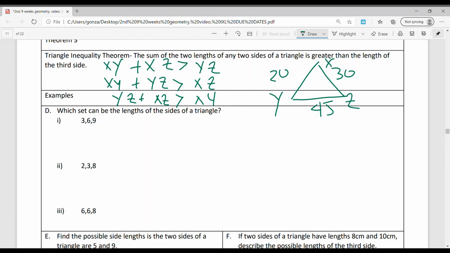Okay, next it says examples D. They have 3 different examples. Which set can be the lengths of the sides of a triangle? Remember, the inequality has to be true. So if I have lengths 3, 6, and 9, you have to order them, and you're going to add these two. So 3 plus 6, and the last side is 9. So 3 plus 6 is 9, so 9 equals 9. In this case, this is not a triangle. The sum would have to be greater than.